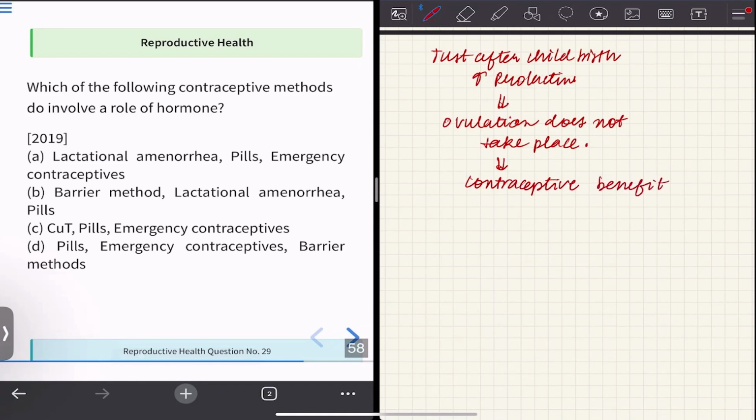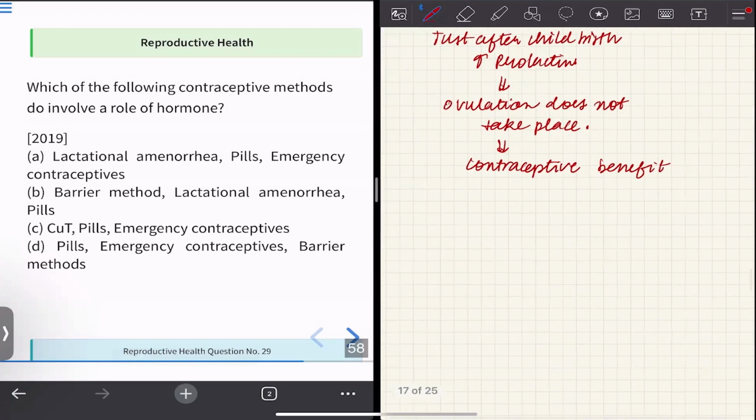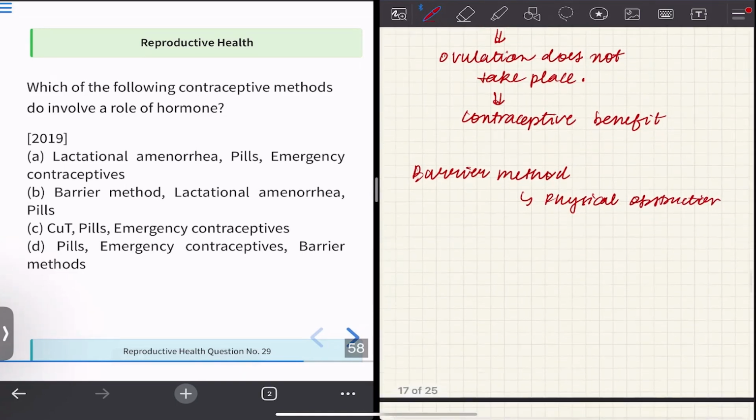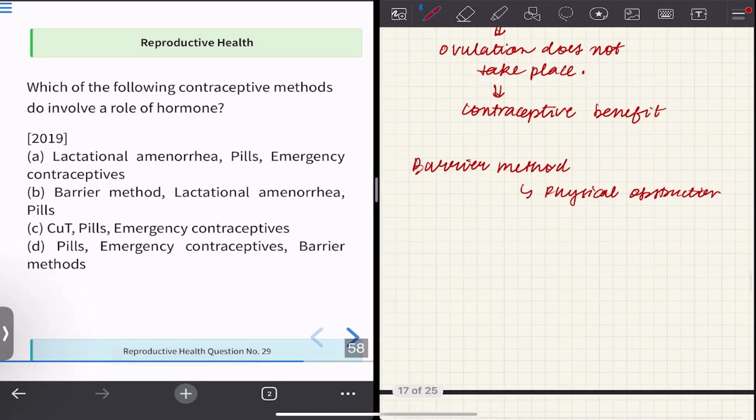Next, we have emergency contraceptives. Emergency contraceptives also have estrogen and progesterone in them, which do not allow the implantation of the embryo. The barrier method doesn't use any hormone. There is a physical obstruction. So barrier method uses what? Physical obstruction. Okay. Copper T doesn't use any hormone. There are copper ions which increase the phagocytosis of sperm and decrease the motility of sperm. So we have option A as the correct one.